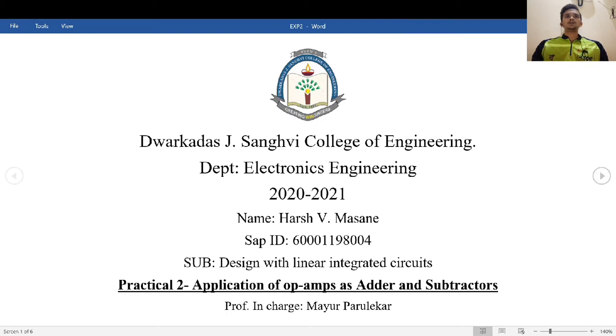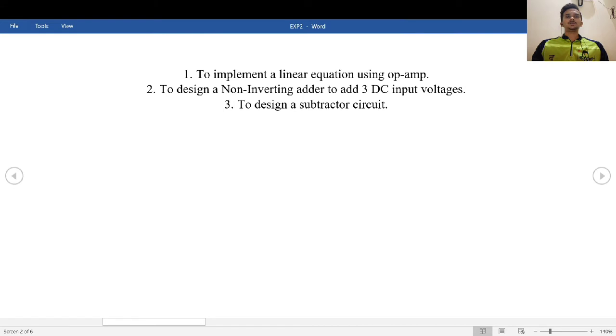600011980004. Today I am going to present my second DLIC practical, that is application of op-amps as adder and subtractor. I will implement these applications on LTspice software. In this practical there are three parts: to implement a linear equation using op-amp, to design a non-inverting adder to add three DC input voltages, and to design a subtractor circuit.